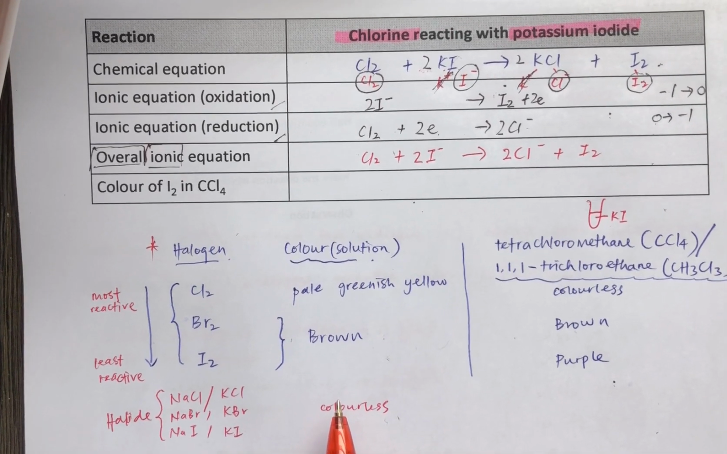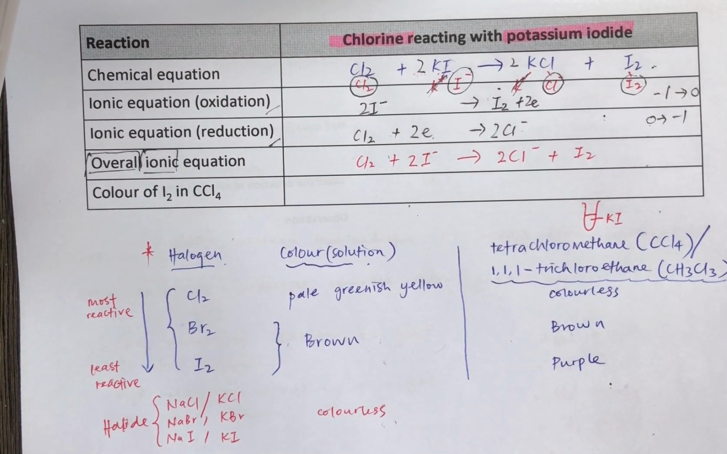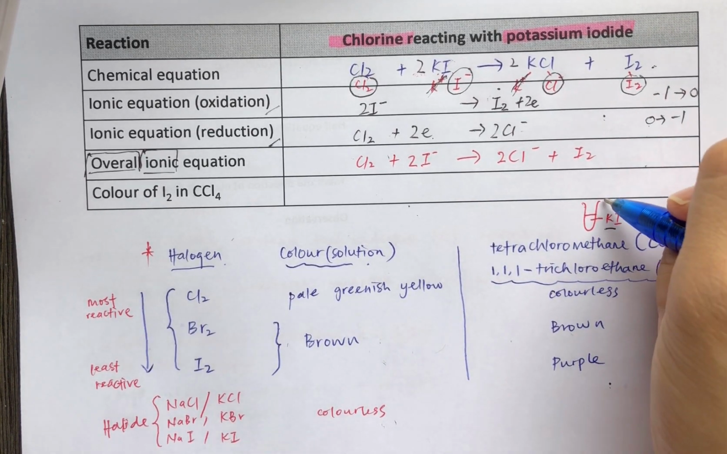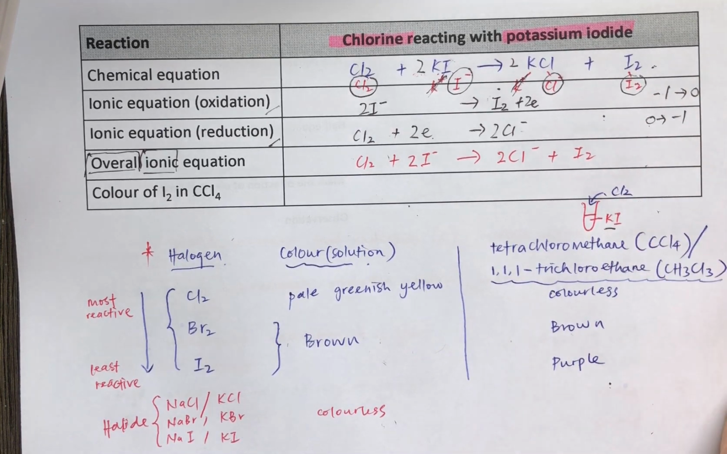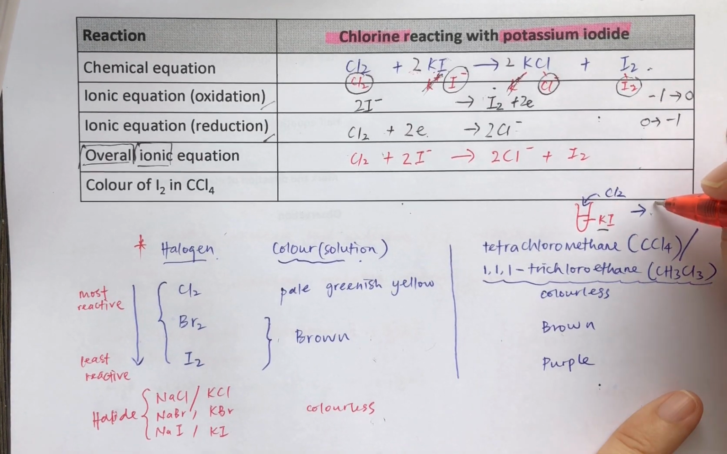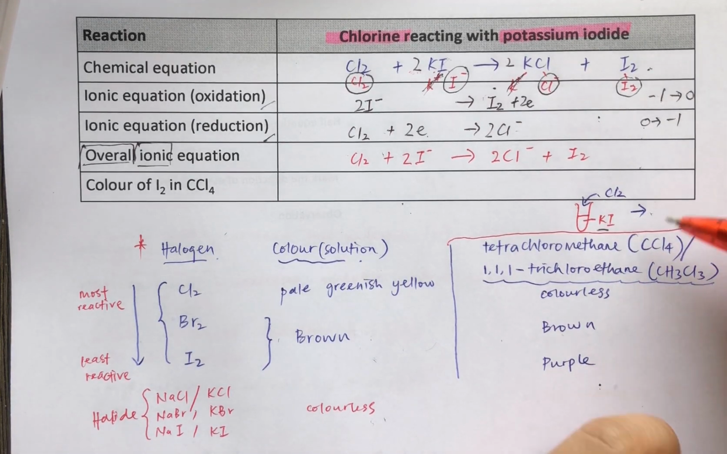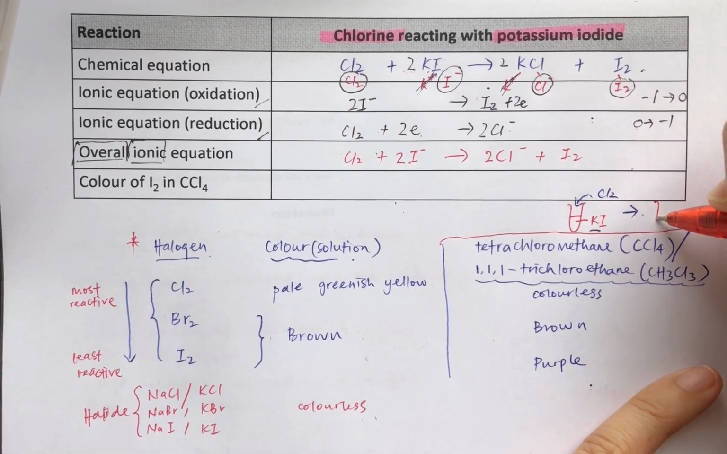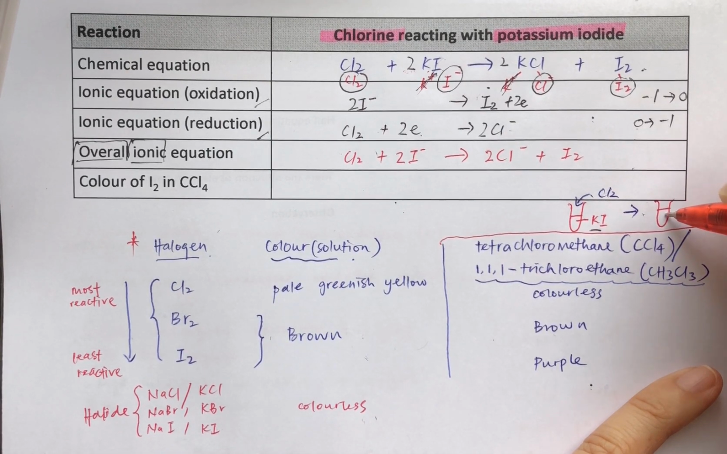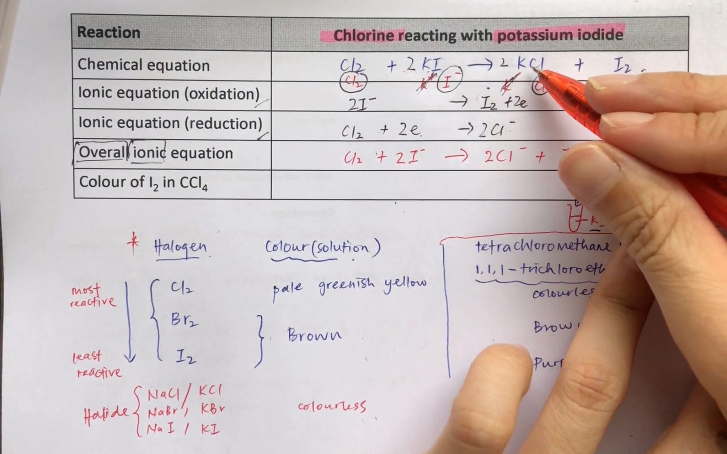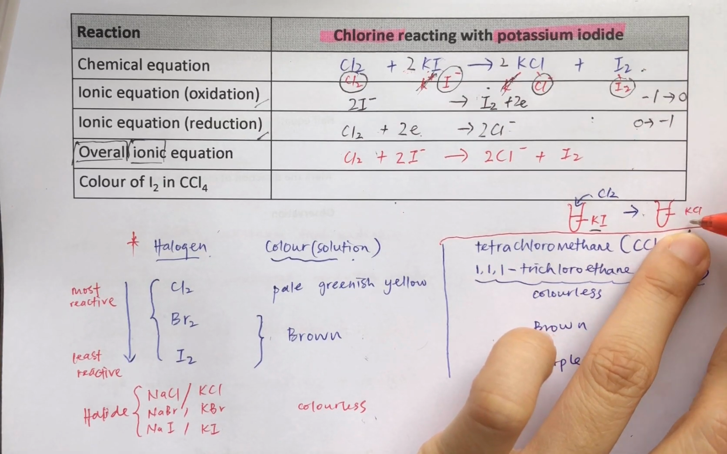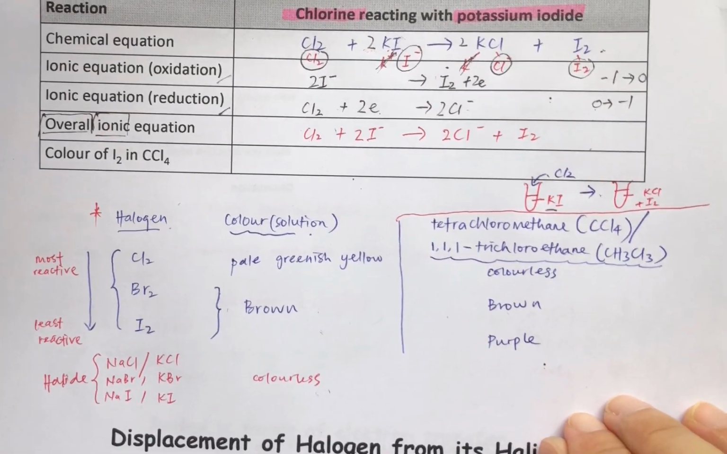So at the beginning of the reaction, I do not have any color. It's colorless. Then, I will be adding chlorine. After I add chlorine, what do I get? Let me draw a line between this. After I add chlorine to potassium iodide, what is in my test tube is now KCl and I2, potassium chloride and iodine.